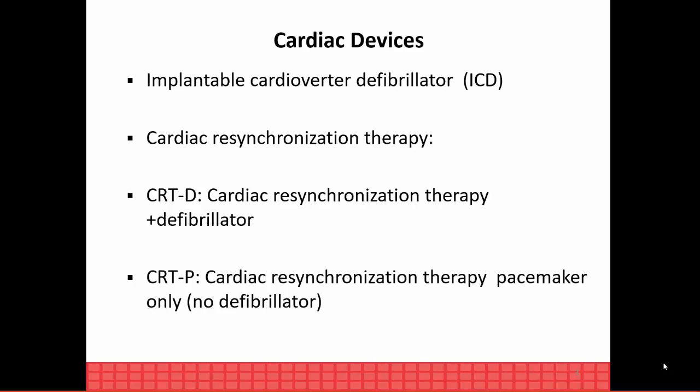As I said before, there's two different types of devices, an ICD and a cardiac resynchronization therapy device. CRT devices are further divided into a CRT-D. When you see the D, it's denoted that it has a defibrillator as well as pacemaker functions, and a CRT-P indicating pacemaker only functions, so therefore no defibrillator, pacing only.